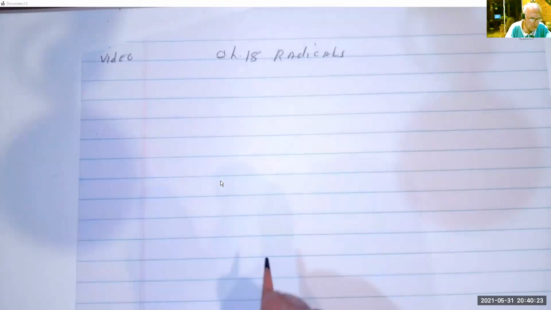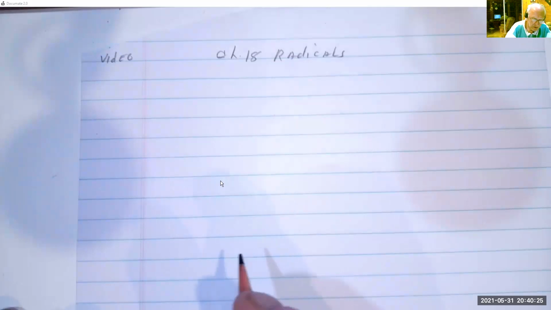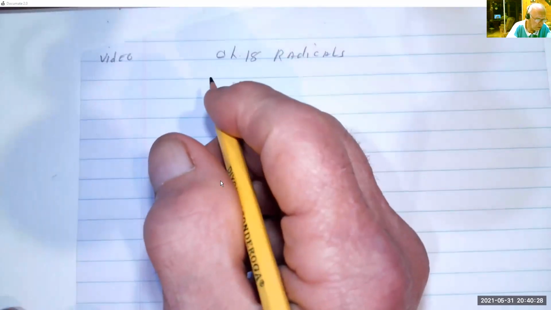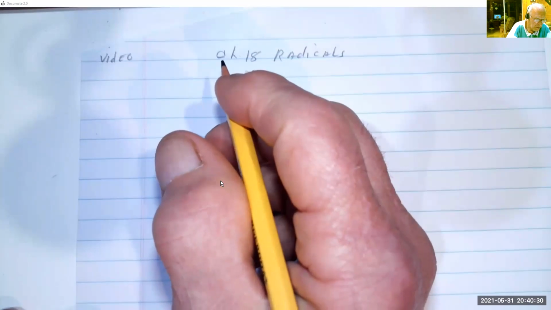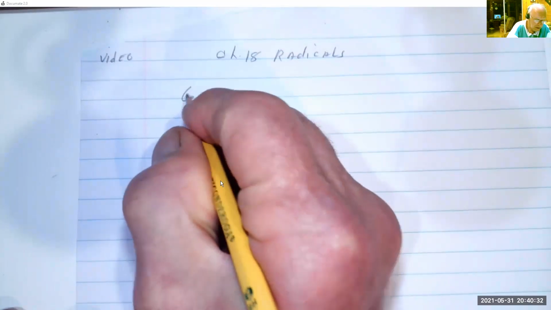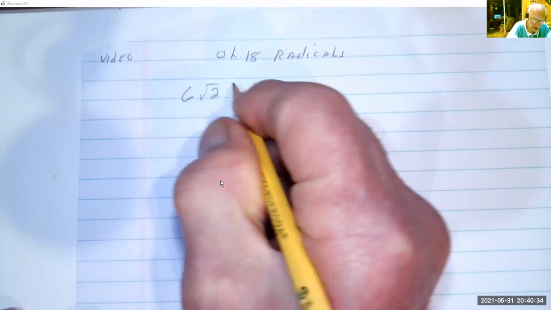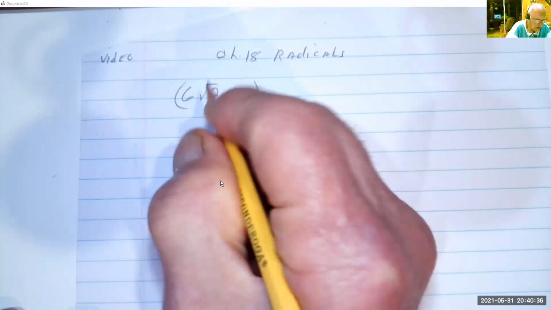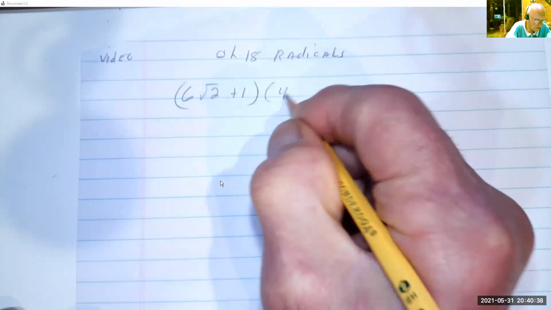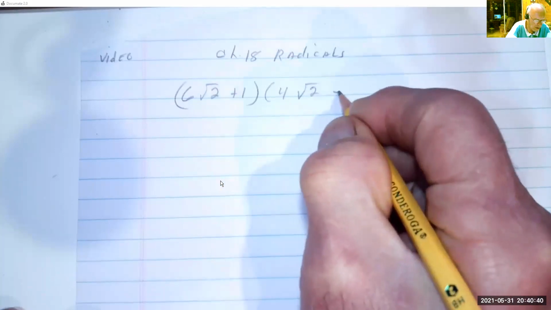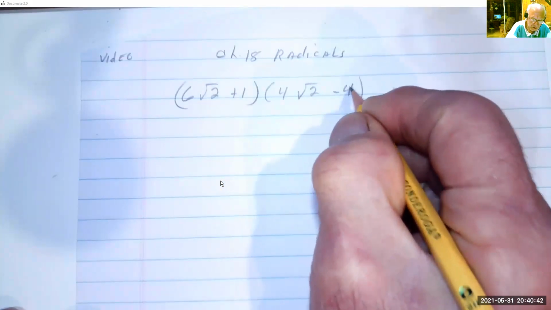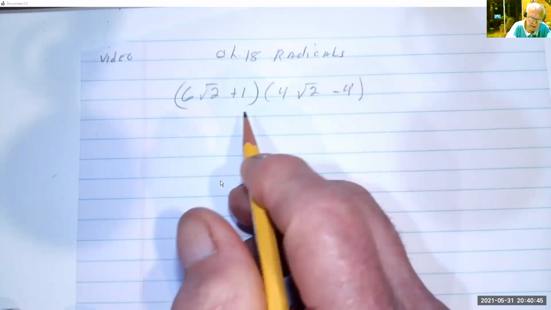Let's try some operations with radicals. Let's distribute a pair of binomials. So we have 6 radical 2 add 1 times 4 radical 2 take away 4. So this is the FOIL method.